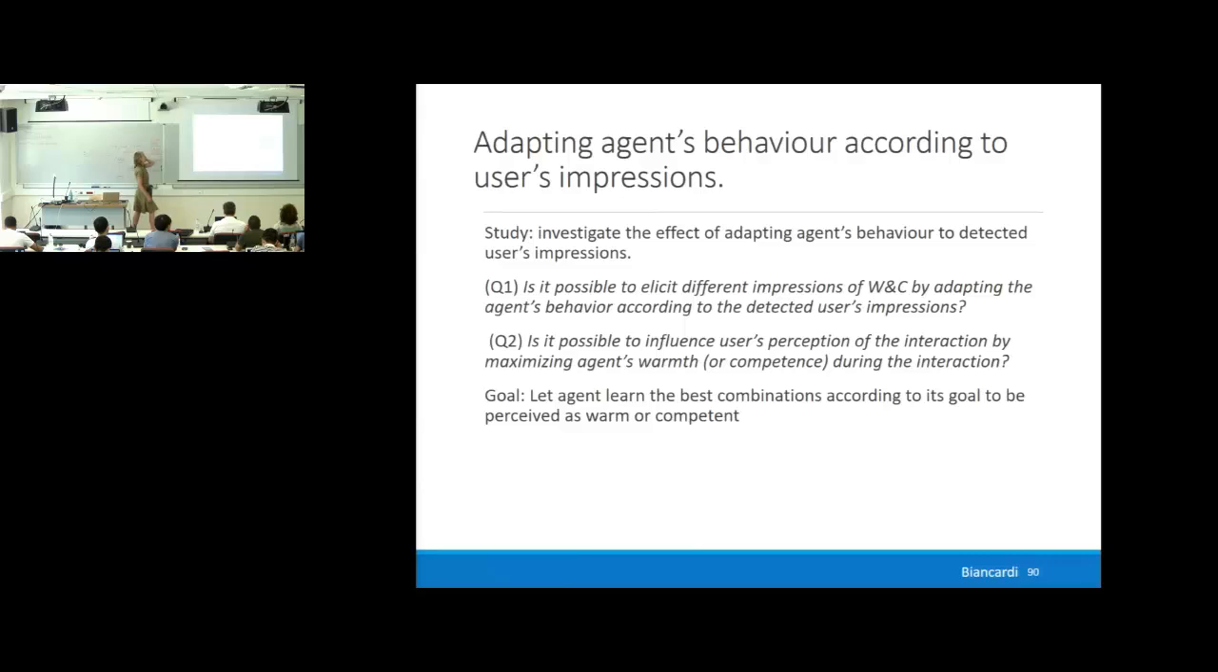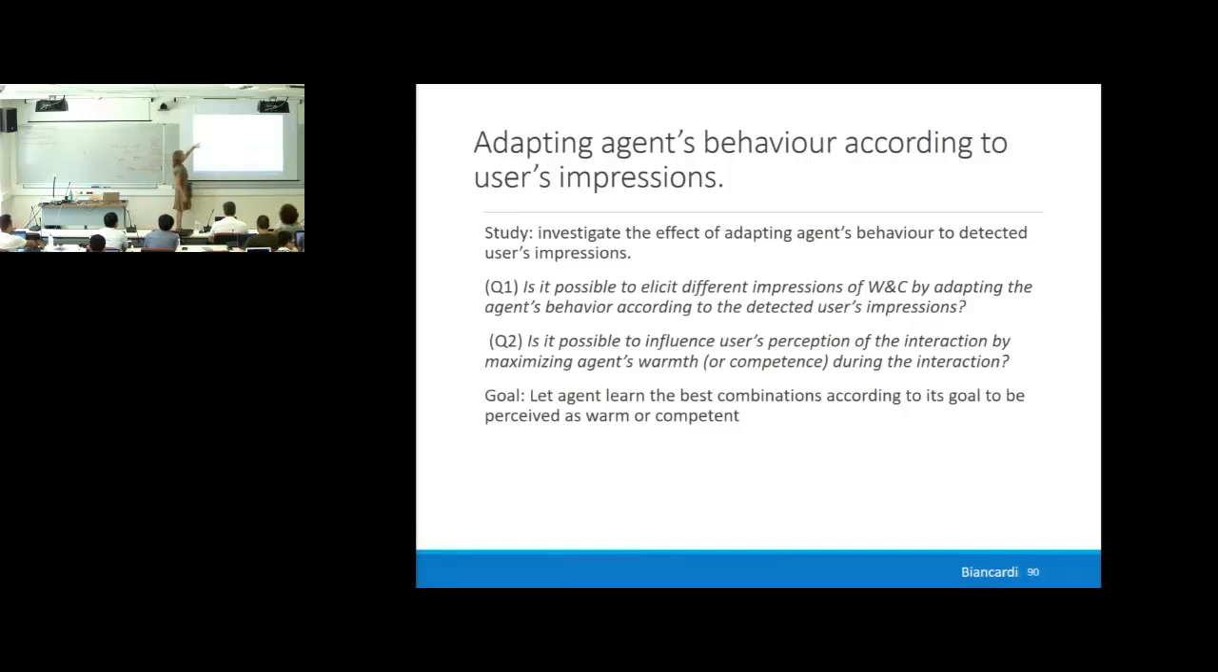Okay, so once we have that, we somehow built the repertoire of the virtual agent, how we can manipulate the impression of warmth and competence, but that was done in a context-free manner. We showed the video and asked people to rate it. Now we want to see if we can have an agent that can manage the impression of warmth and competence it provides during an interaction. So we wanted to study the impact of an agent that adapts its behaviors, with the condition being the detected user impression.